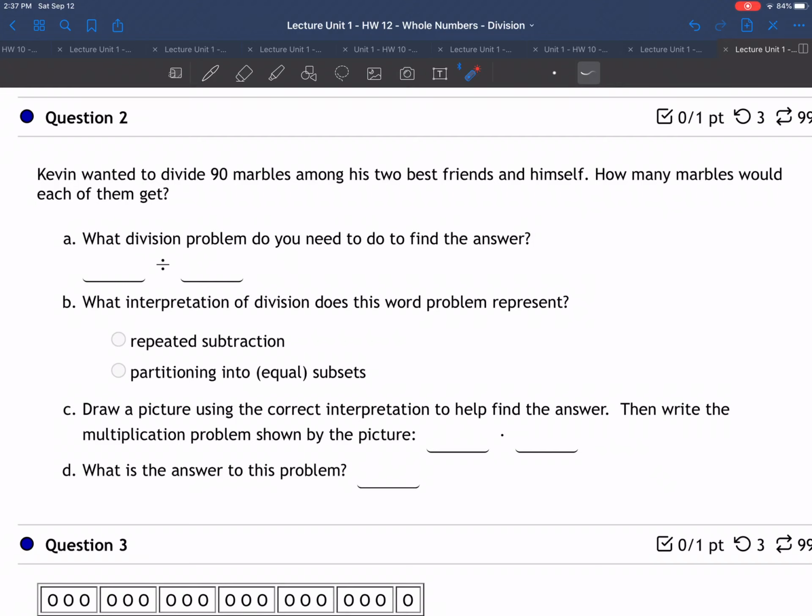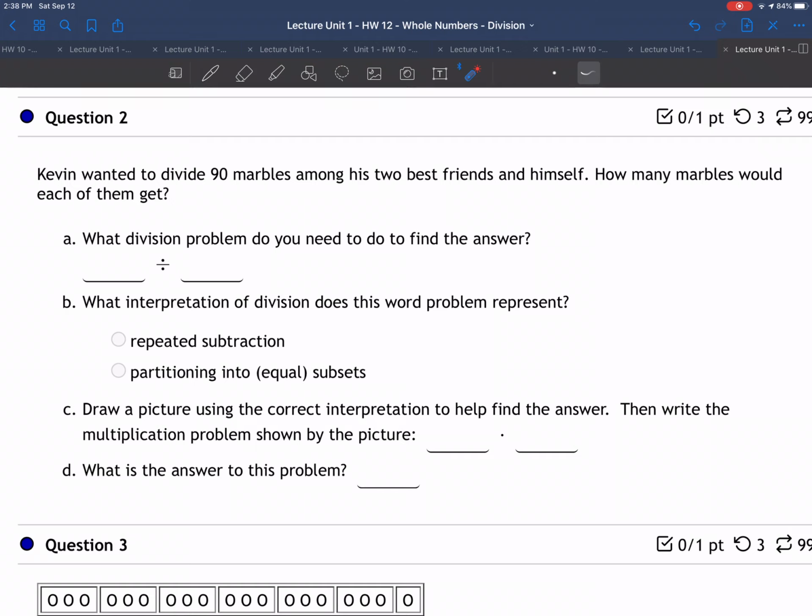Welcome to a word problem in which they're asking us to interpret it as a division problem. Let's see. Kevin wanted to divide 90 marbles among his two best friends and himself. How many marbles would each of them get?